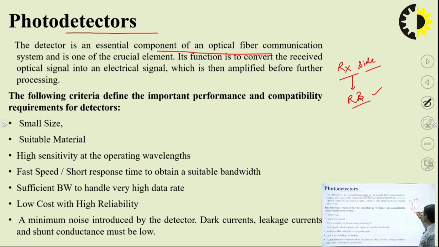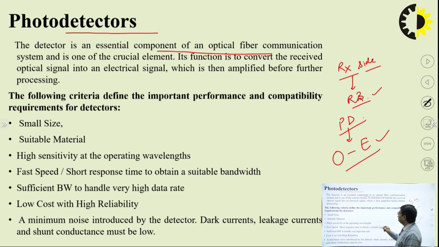Then what will be the main use of these photodetectors? The photodetector is basically the first component in the optical receiver, and the main function of this photodetector is to convert the received optical power into electrical form. That is, optical to electrical conversion is performed by the photodetector.